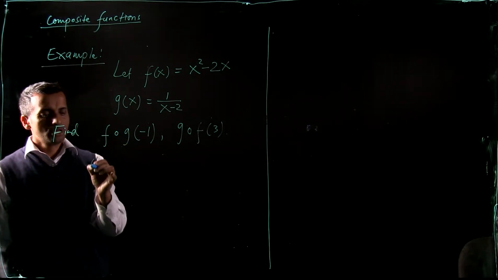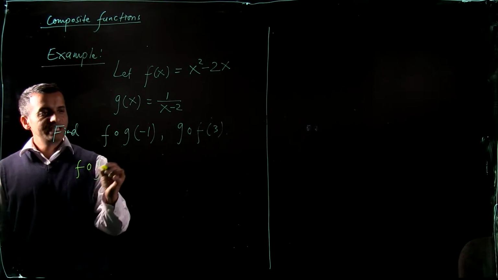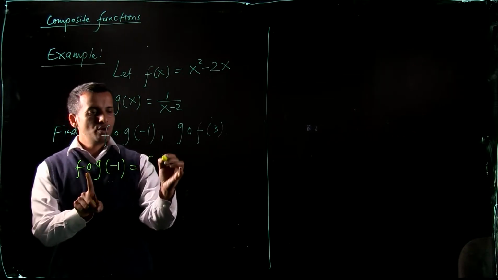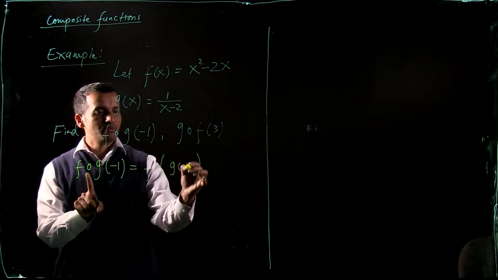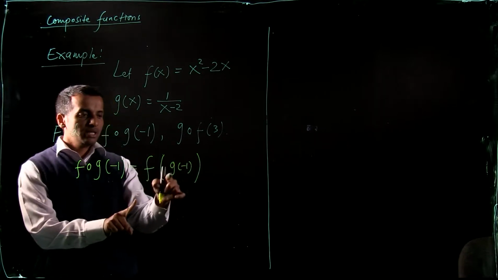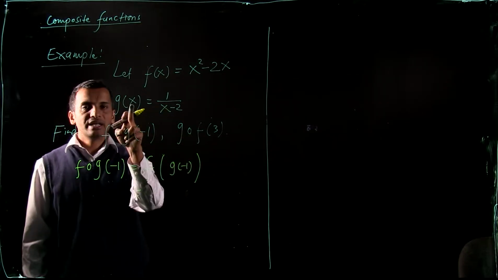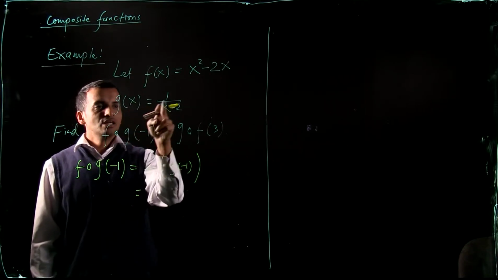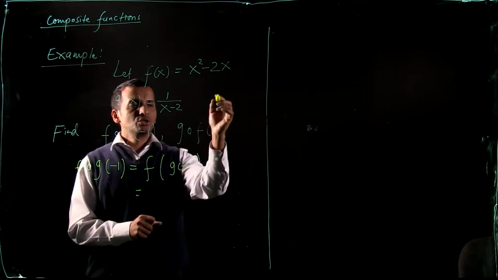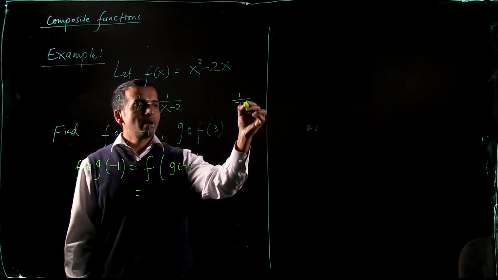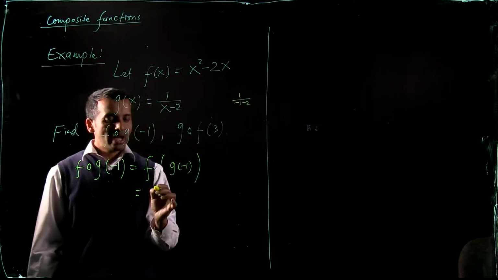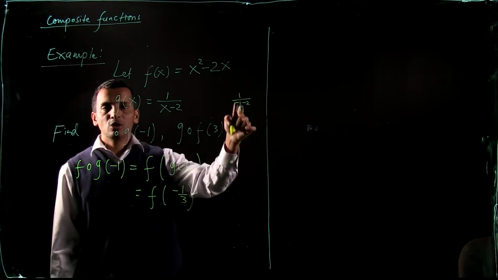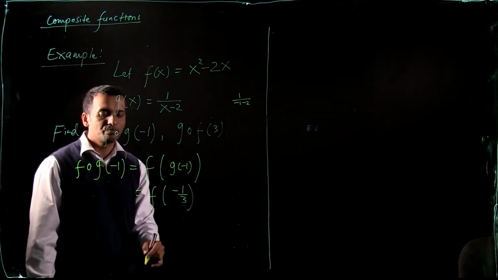f o g at -1. This is the same as f, and instead of the circle you write parentheses, and then g at -1, right? So what is g at -1? Look here. g at -1 will be x replaced by -1, so 1 over x minus 2 becomes 1 over -1 minus 2, right? So it is -3. So f of -1/3, because 1 over -3 is the same as -1/3.